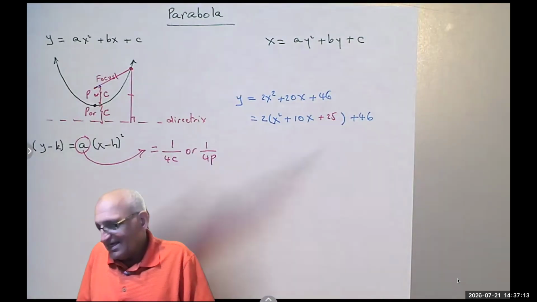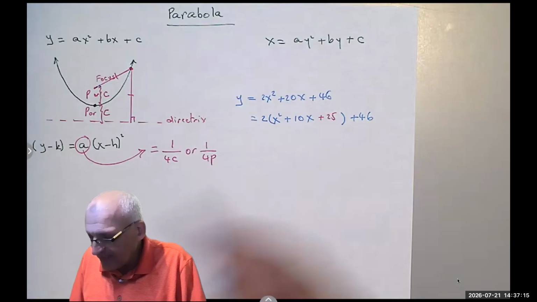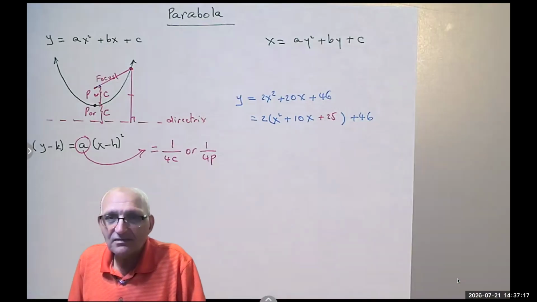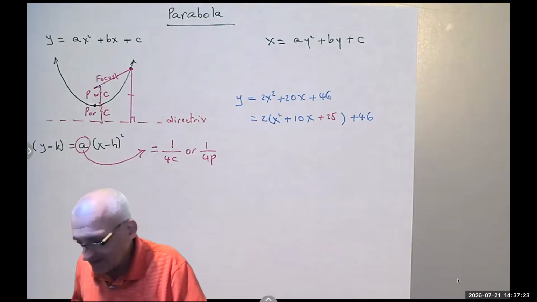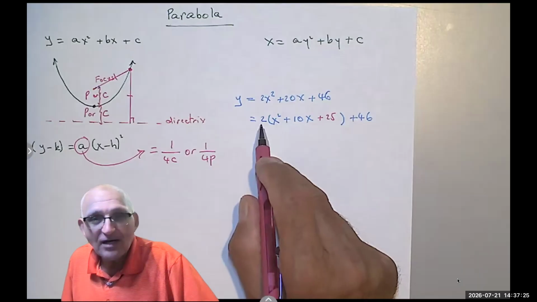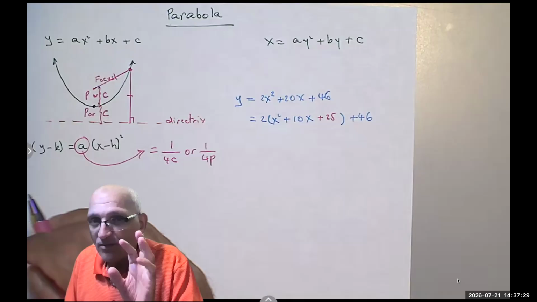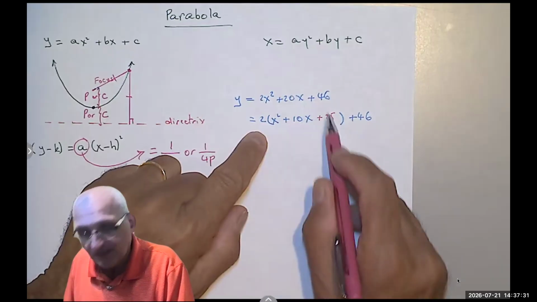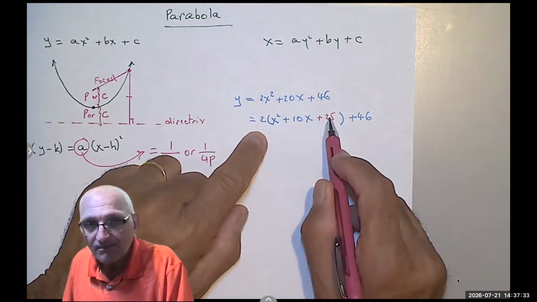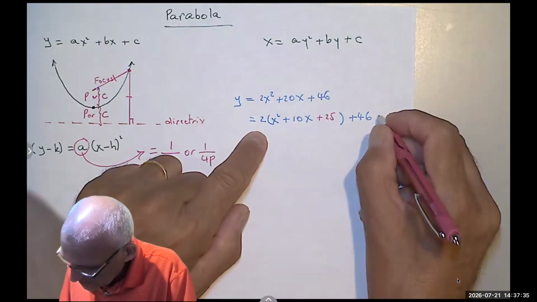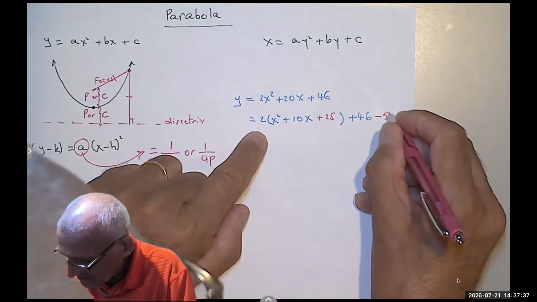And someone say, okay, so I added 25, I have to subtract 25. Did you really add 25? Yeah, some of you got it. Notice I factored the 2 out. So every time you factor the 2, be careful how much you added. I added 50, not 25. So I have to subtract 50.